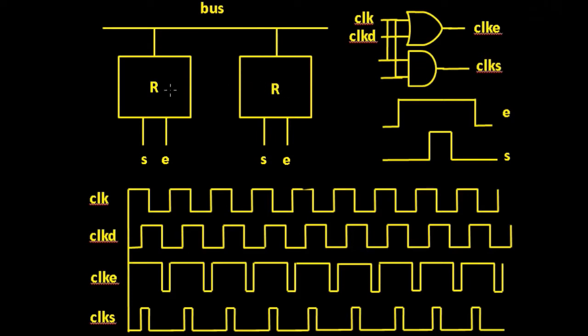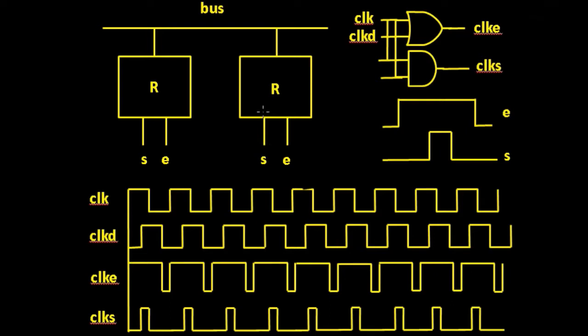Then what we would have to do is ensure that the enable would go high, and when the enable goes high it would pass the information from this register onto the bus. So that's the enable going high here. But now we would have to ensure that that enable remained high until this register here was set.